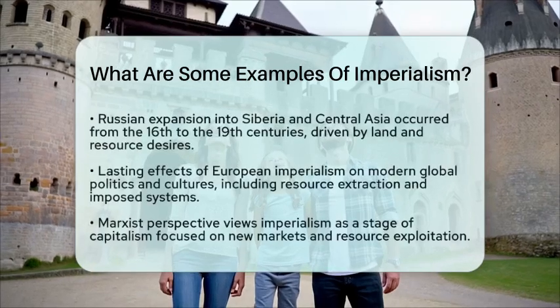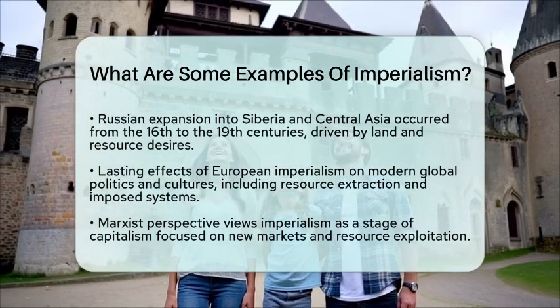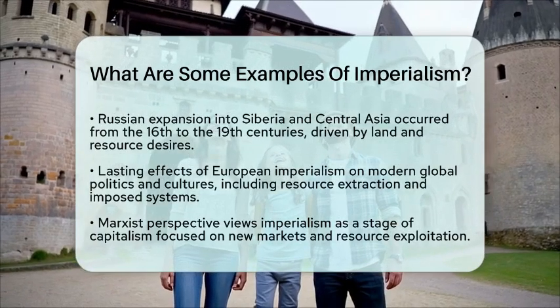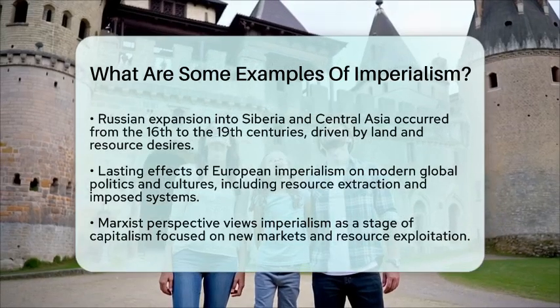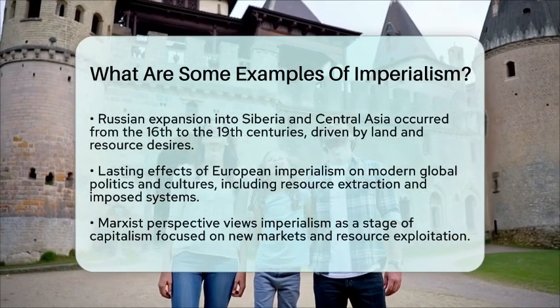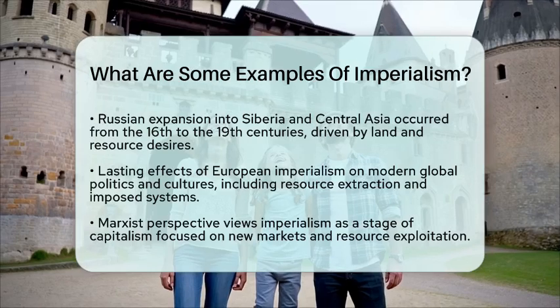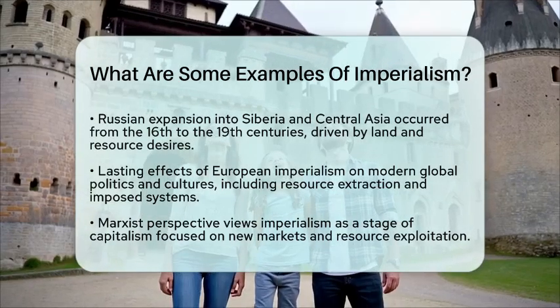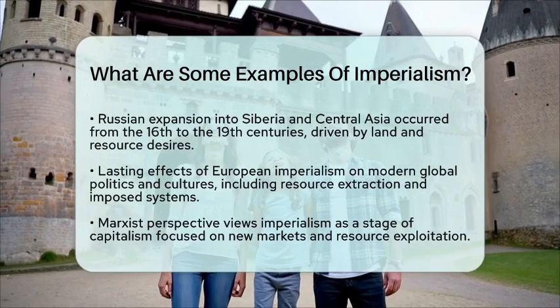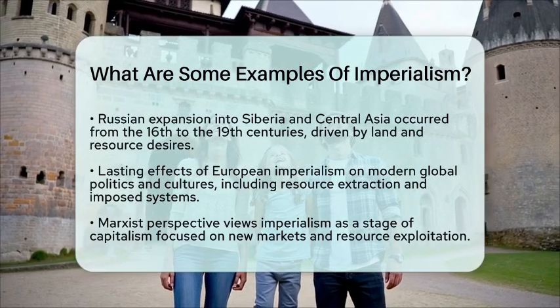Understanding these examples helps us see how European imperialism has shaped modern global politics and cultures. The extraction of resources and the imposition of European systems have lasting effects today. From a Marxist perspective, imperialism is viewed as a stage of capitalism, where powerful nations seek new markets and resources. This highlights the economic motivations behind European expansion and the exploitation of colonized peoples.